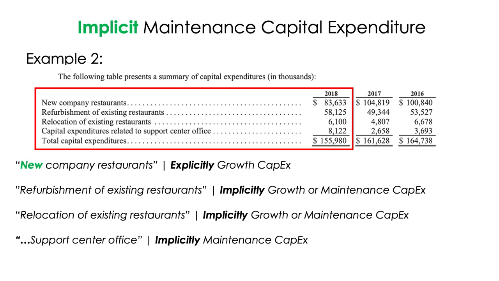implied. You can infer that because they're spending a certain amount on new restaurants, that new restaurant spending is likely going to be growth capital expenditure. And you can infer that any money spent on refurbishments or existing restaurants is likely going to be maintenance capital expenditure. But again, it's not super clear. It's not explicit. You have to sort of bring your understanding of the business and the industry into that component of estimating maintenance capital expenditure.